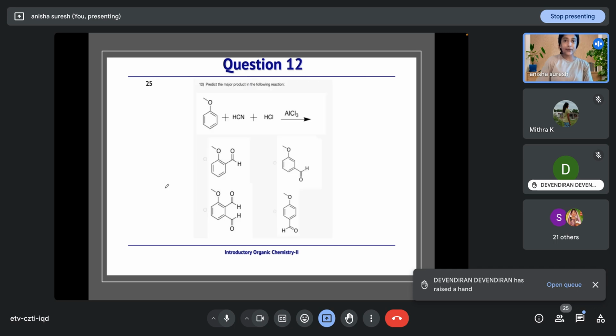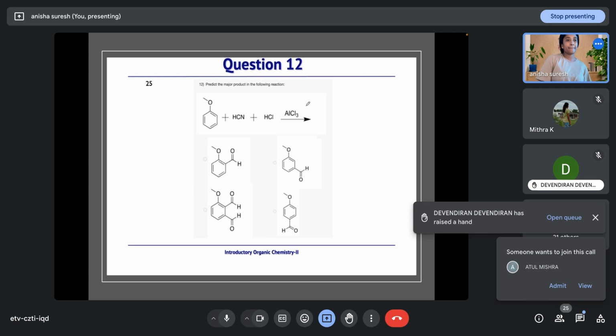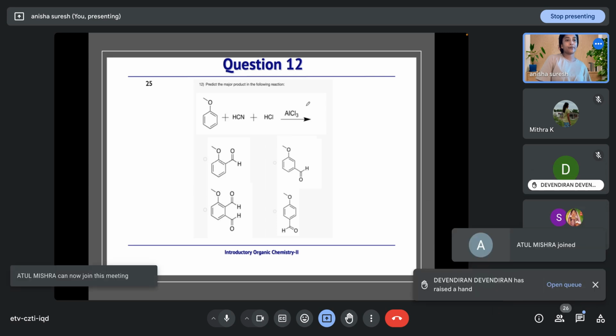Now coming to the next question. Here anisole is given. It is treated with HCl in the presence of AlCl3. So what is the name reaction?